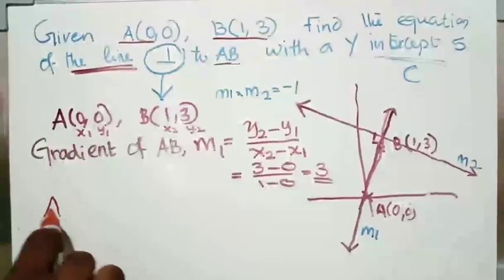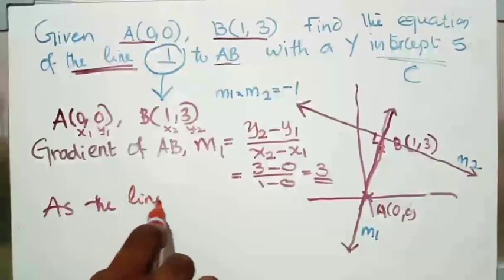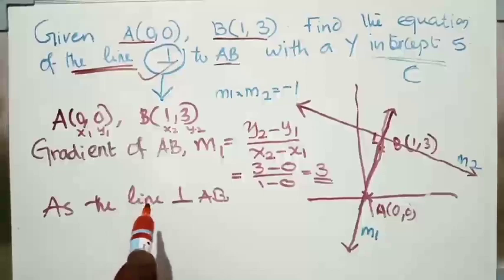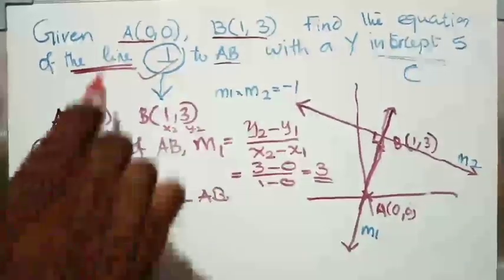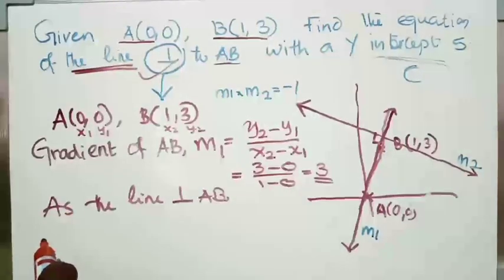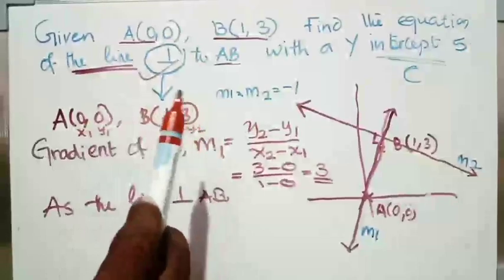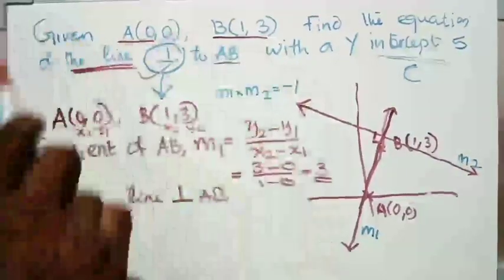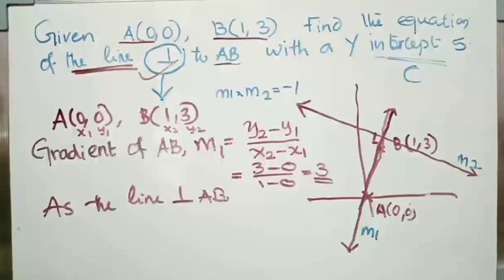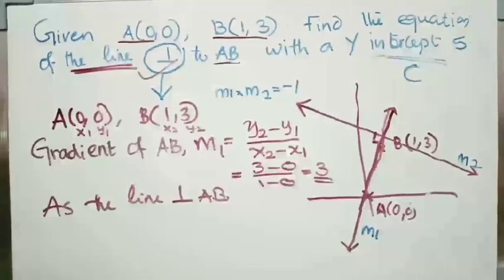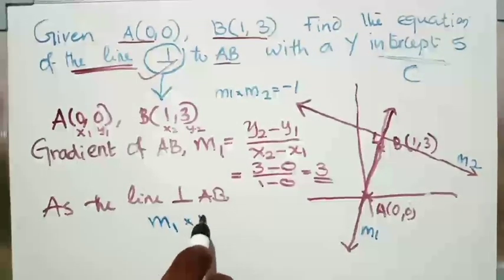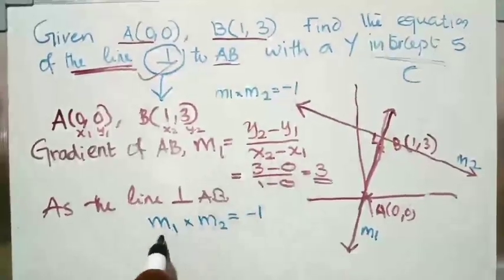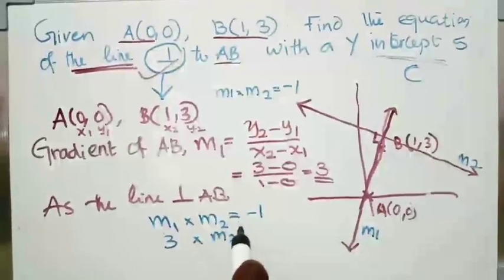Okay, now as the line is perpendicular to AB, the concept. See, yesterday we discussed the same question with parallel. As the line is parallel to AB, same question we discussed yesterday. In that problem, as the line and AB were parallel, their gradients are equal. So the gradient of AB is 3, which is same as the gradient of the required line when they are parallel. But as they are perpendicular here, we get m1 into m2 is equal to minus 1, where m1 is 3. So we get 3 times m2 is minus 1.